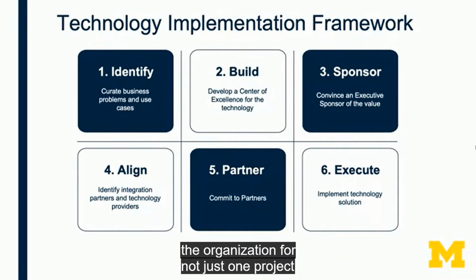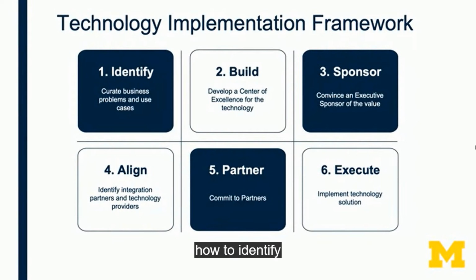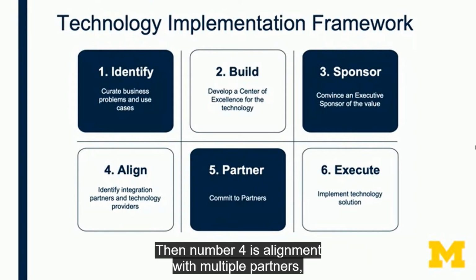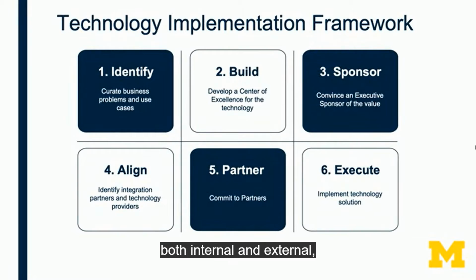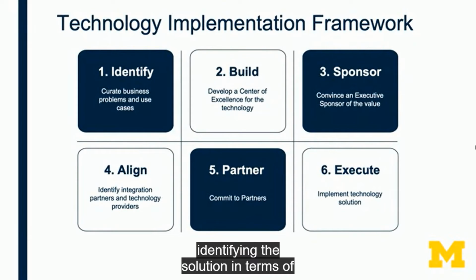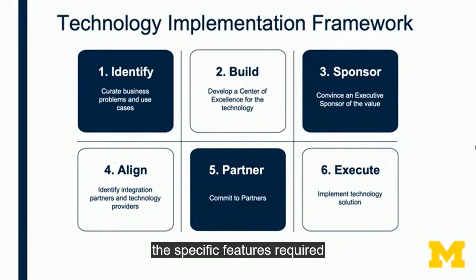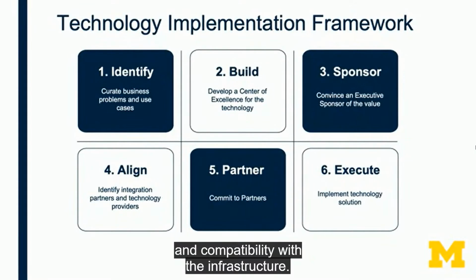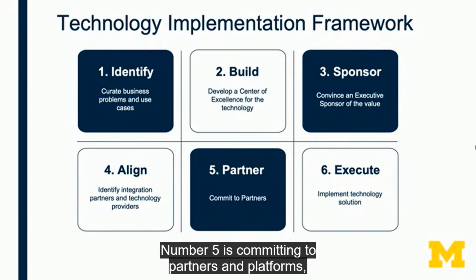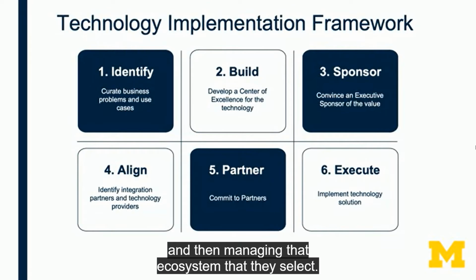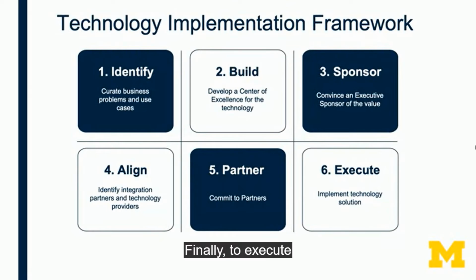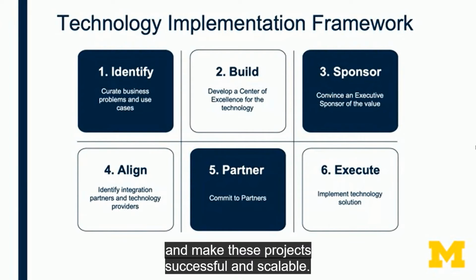Number three is how to manage sponsorship, how to identify the right sponsor for each of the projects. And then number four is alignment with the multiple partners, both internal and external, identifying the solution in terms of the specific features required and compatibility with infrastructure. And number five is committing to partners and platforms, and then managing that ecosystem that they select. And finally, to execute and make these projects successful and scalable. So let's start with each one of these one by one.